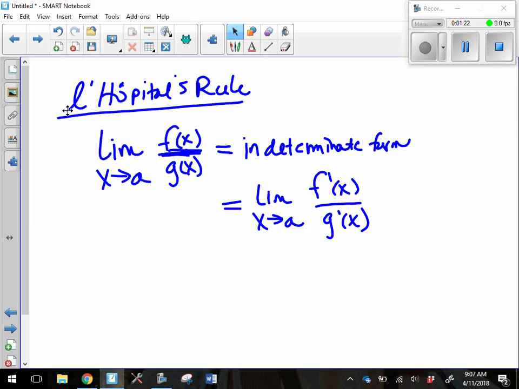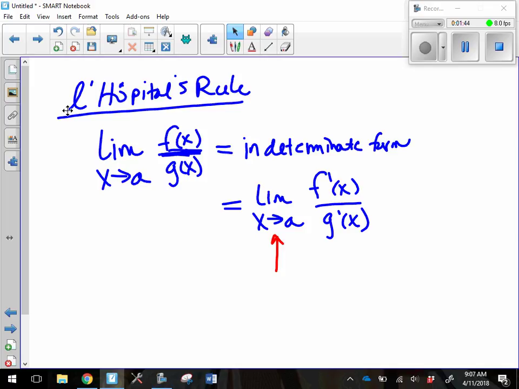And please remember to write in the limit part. That is very important, because we're not saying that f of x over g of x is equal to f prime of x over g prime of x. We're saying that the limit in both of those situations are equivalent. Okay, and that's a very big difference.